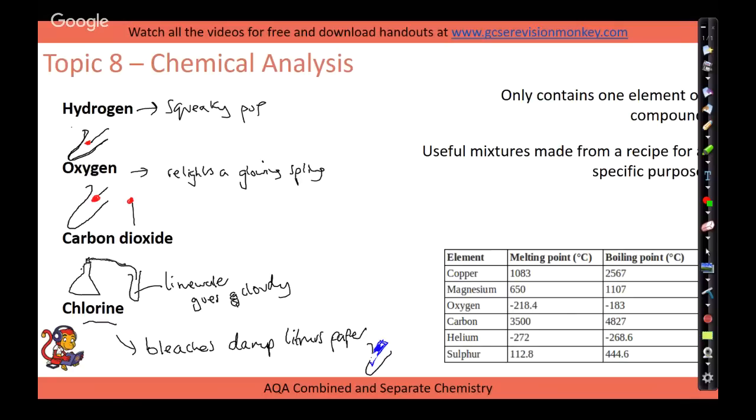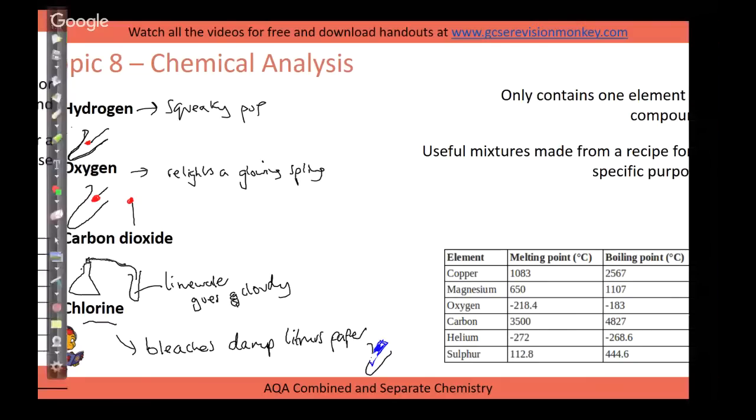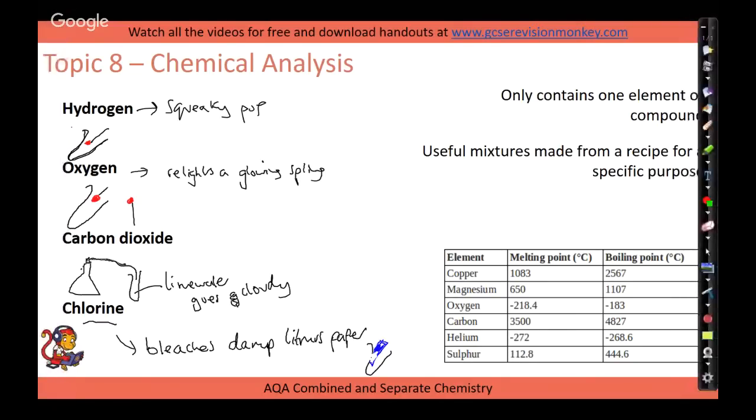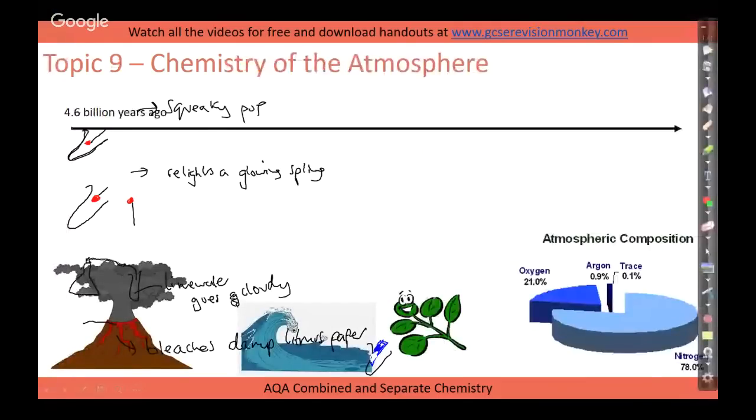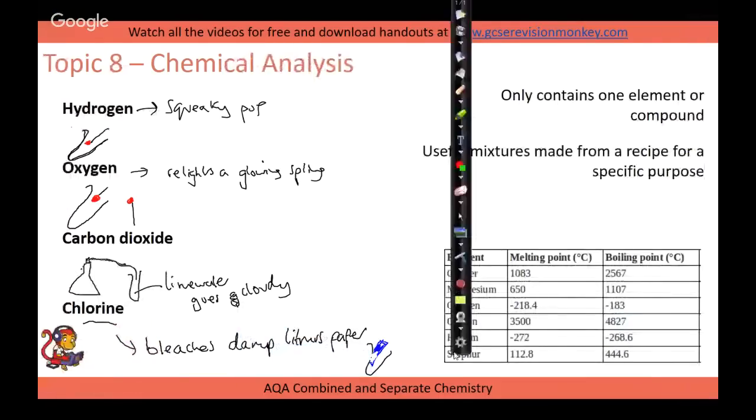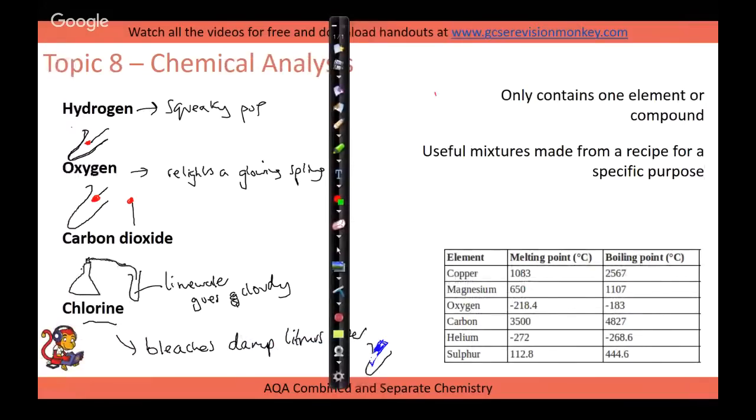You need to also know about pure substances. Okay, you need to know about pure substances. They're substances that only contain one element or compound. So, for example, if you had a beaker full of just water, just H2O, that contains one compound, so that is pure. Anything else in it, and it's not pure anymore. If you had one bottle containing just the element oxygen, that would be pure.